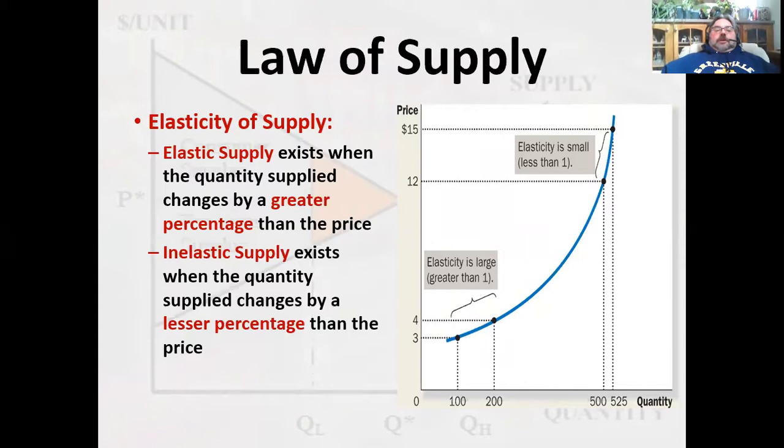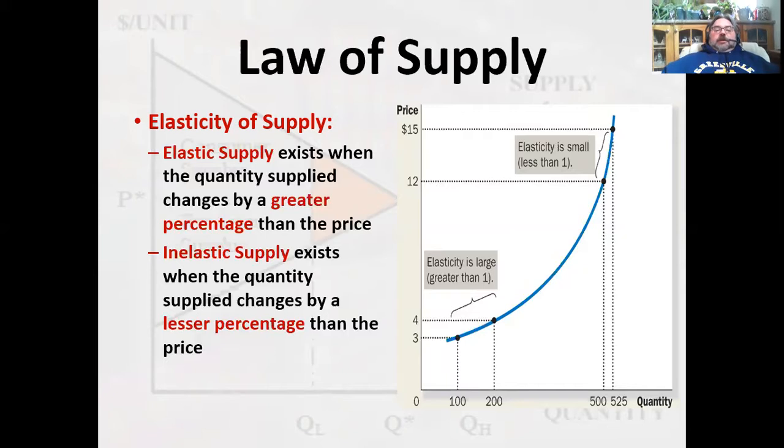Now, elasticity of supply, again, goes back to the 3 definitions. We have elastic, we have inelastic, and we have unit elastic. And the definitions are fairly similar to those that we've looked at under elasticity of demand. Supply is said to be elastic when the quantity supplied changes by a higher percentage than the price. So when the coefficient of elasticity is greater than 1, it is said to be an elastic supply.